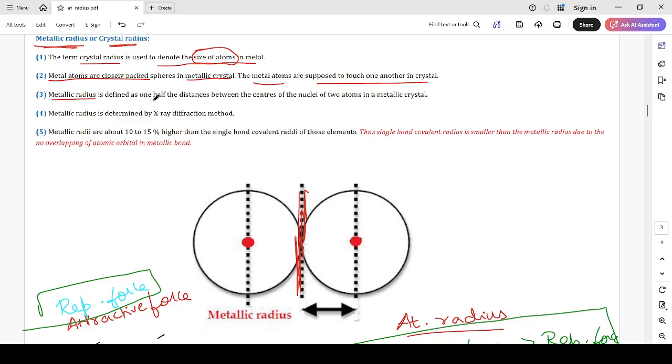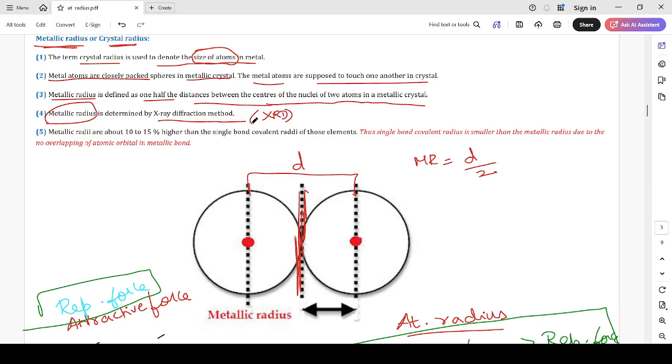Metallic radius is defined as half the distance between the centers of the nuclei of two atoms in the metallic crystal. Same formula only. If this is D, then metallic radius will be D by 2. Now, how will I be able to determine this metallic radius? You can do it by the X-ray diffraction method, which is also abbreviated as XRD. What is XRD? I have a metal lattice.